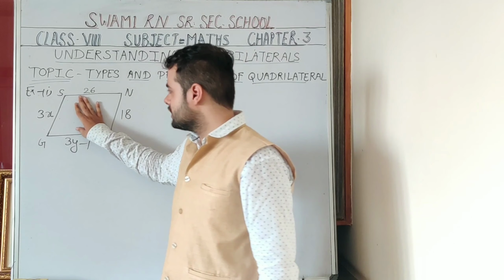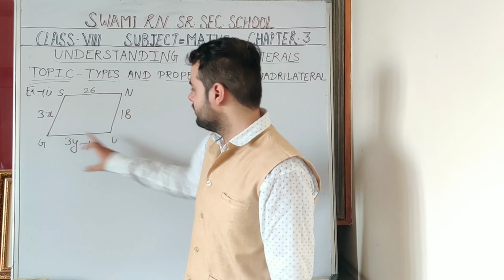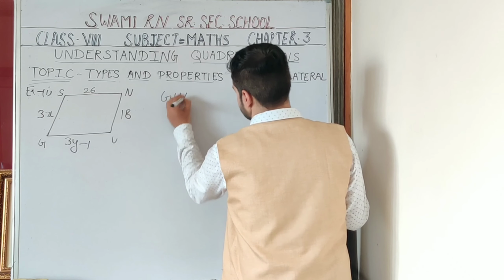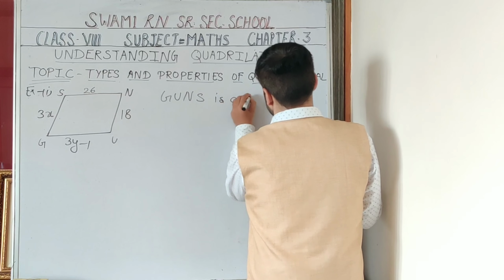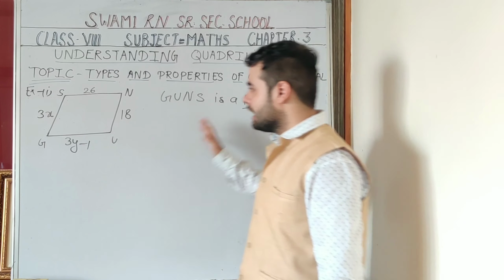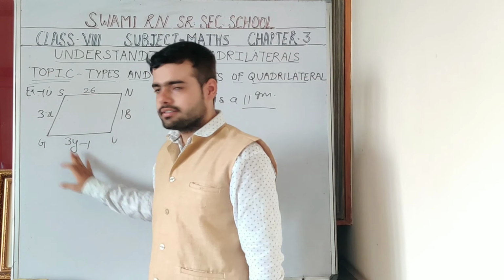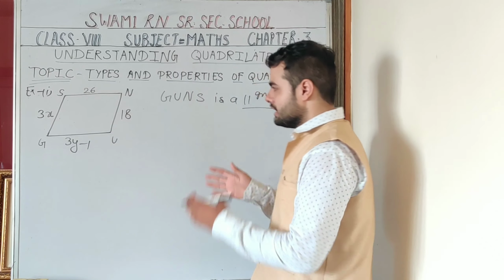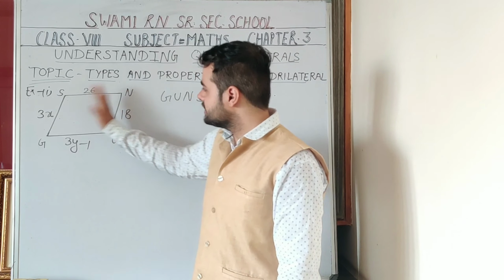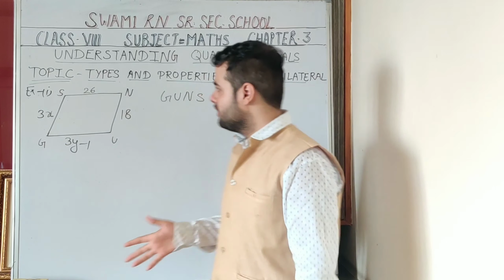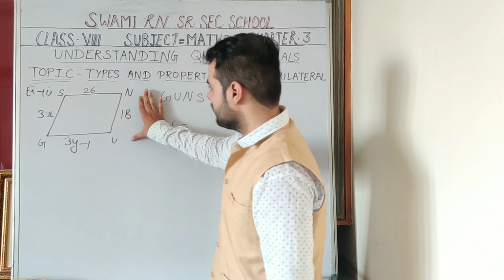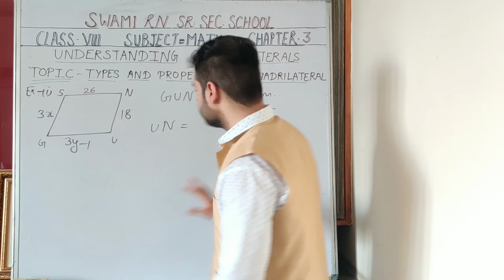The first question is that GUNS is a parallelogram. We will write that GUNS is a parallelogram, as I told you, that is the sign of a parallelogram. Now we have to find these two sides. How will we find them? We know that the properties of a parallelogram are that opposite sides are equal to each other. So we can say that side UN is equal to side GS.